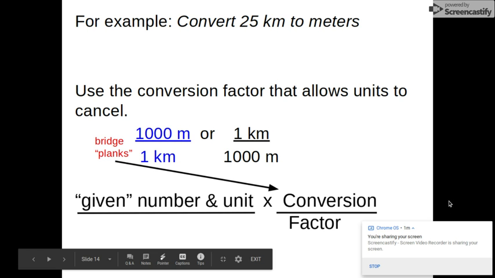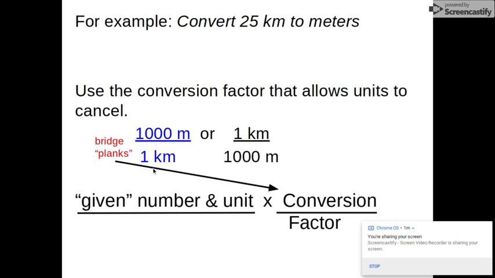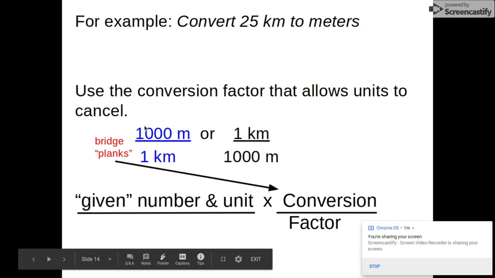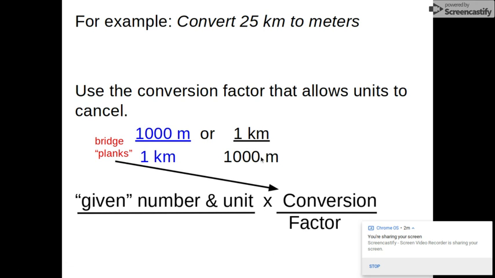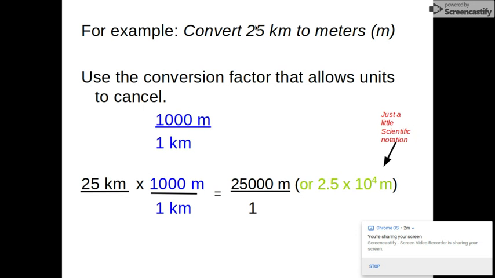So over here, I would write out meters. All right, so I would have 25 kilometers on the left, and I would have my end goal on the right, which is meters. And then the planks of the bridge are going to be our conversion factors. Okay, so these conversion factors, like we've been talking about, the 1,000 meters over 1 kilometer or 1 kilometer over 1,000 meters, these are going to be the planks of our bridge. Okay, so if we were converting 25 kilometers into meters, I would write this out over here, 25 kilometers, and then I would have meters over here on the right side.